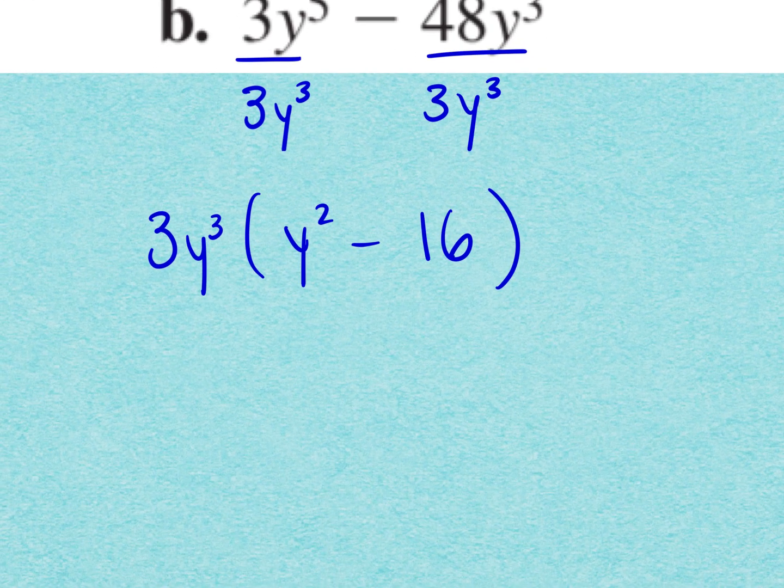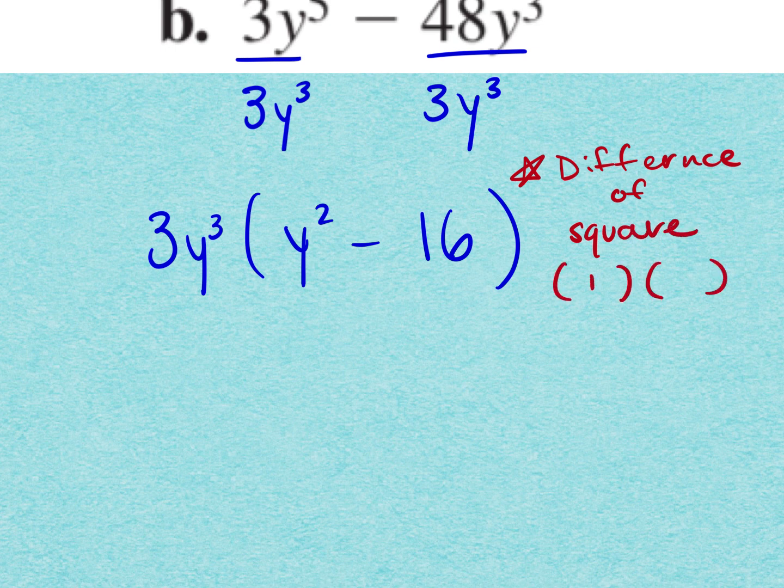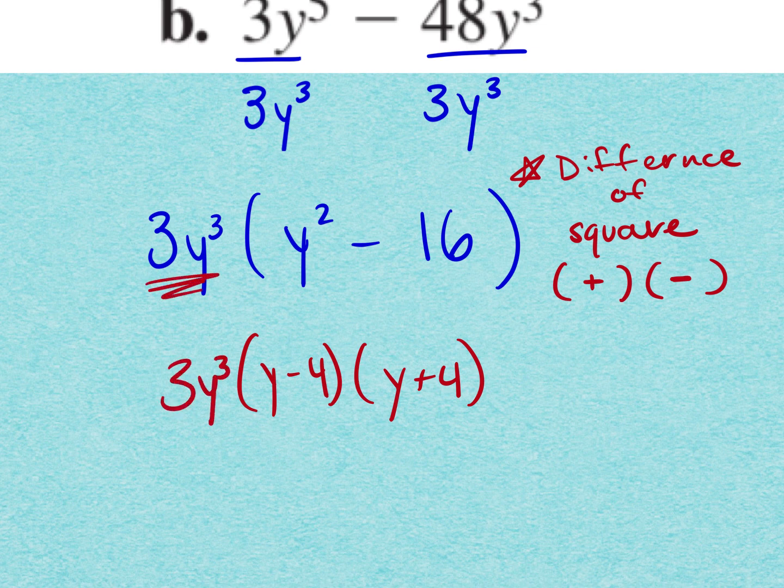Now let's see, can I factor this anymore? Are we sure? Awesome. What's special about both y squared and 16? They're both perfect squares. So this is the difference of squares. The difference of squares we factor into a plus b and a minus b. So y squared minus 16 would be y minus what? 4 and y plus 4. Does it matter which one goes first, the plus or the minus? No. And then we can't forget, we took out that GCF in the beginning, so I have to put that in my answer.